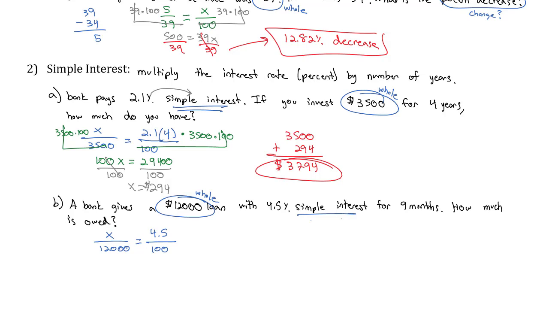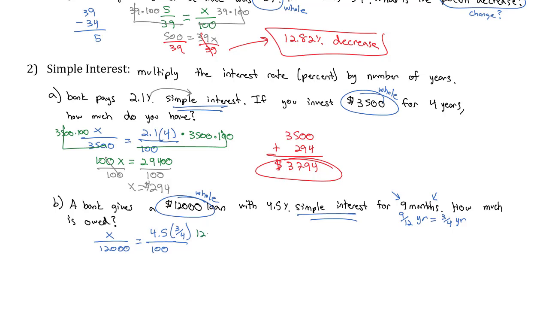But because we have simple interest, we have to multiply by the number of years. Except this has 9 months. Well, how many months in a year? There's 12 months in a year. So this represents 9/12 of a year. And 9/12 actually reduces down to 3/4 of a year. So I need to multiply that interest rate by 3/4 because it's 3/4 of a year. Simple interest is per year. Multiply the interest by the year.